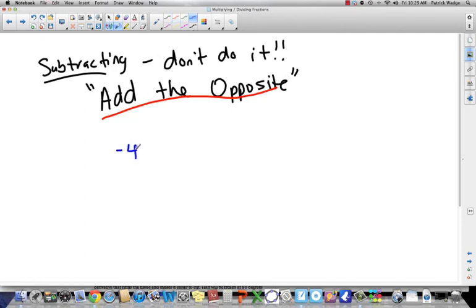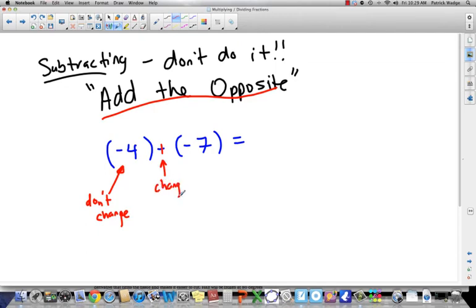If I had negative 4, take away negative 7, subtracting question. I don't want to subtract. It's too hard. I just don't like it. So what I'm going to do is add the opposite. Okay, what do you do to the first? So I'm going to show you how to add the opposite right now. What you do to the first number is nothing, leave alone, keep the same, don't change. We don't want to subtract. We want to add. So I'm going to change this to add, change to adding.